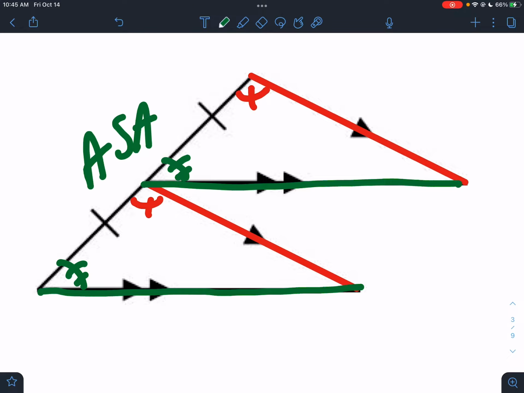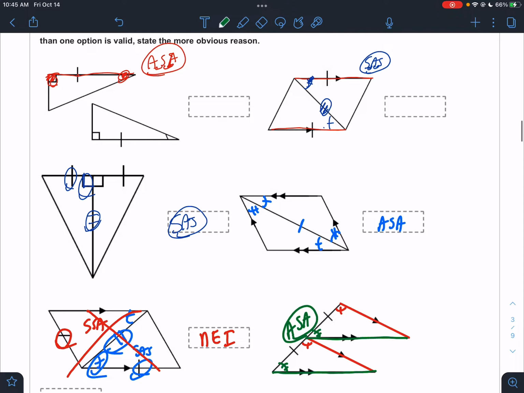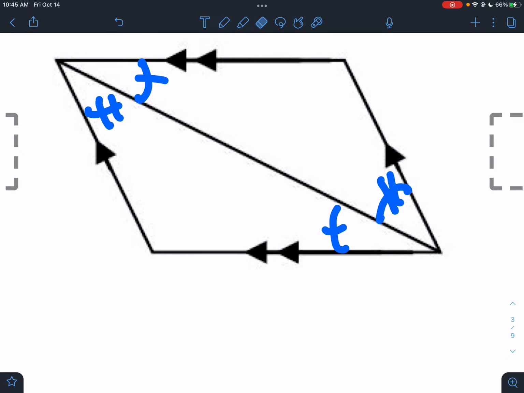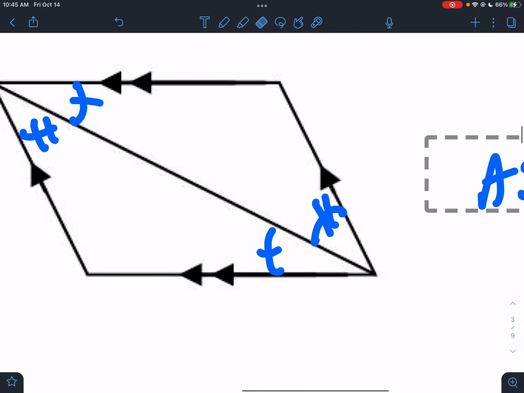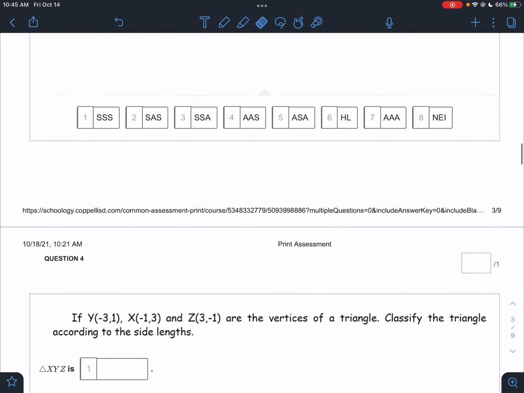This one's ASA. Guys, on these questions, if you do not mark your picture, I will count them wrong. So if you leave off these markings, like if this wasn't here and you said ASA, it's wrong. You must have your picture marked to support your answer.